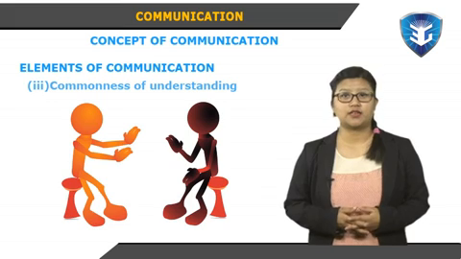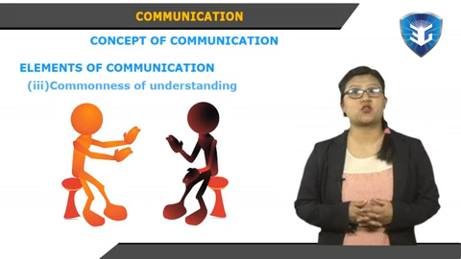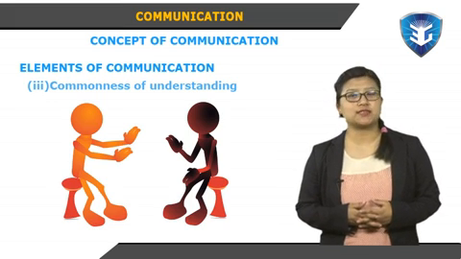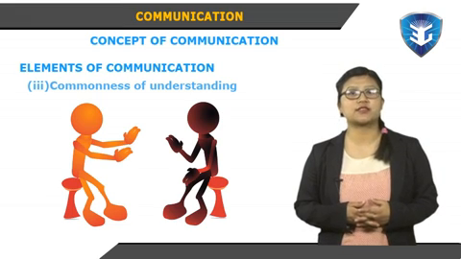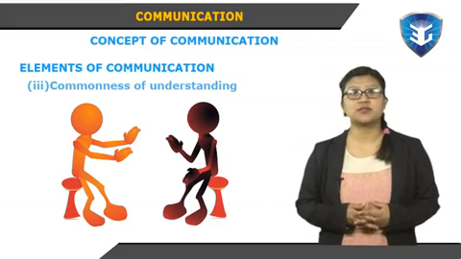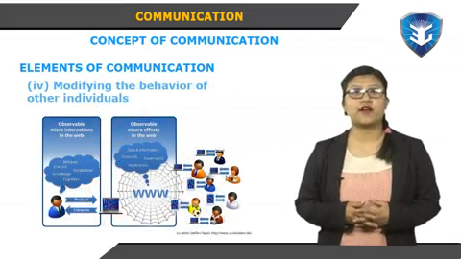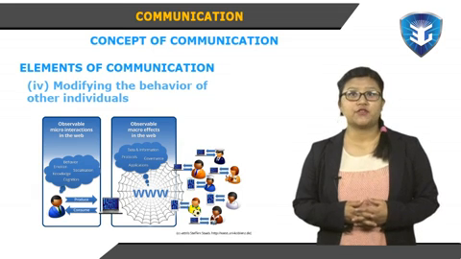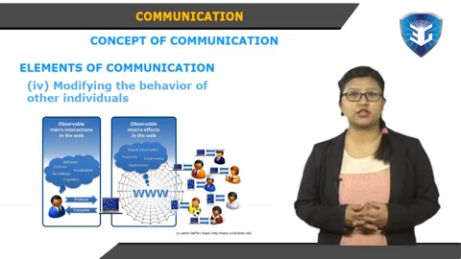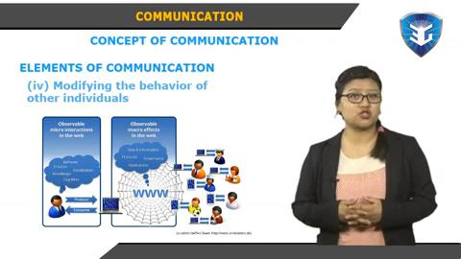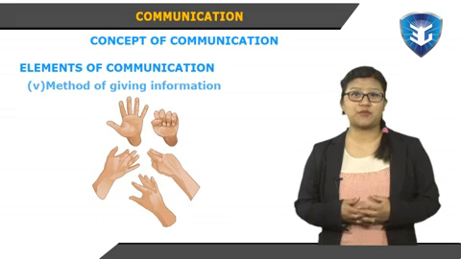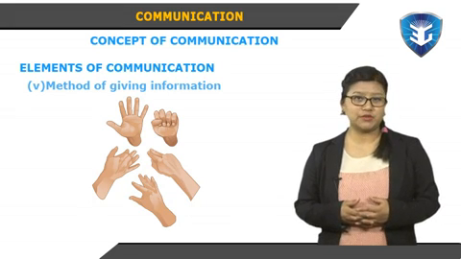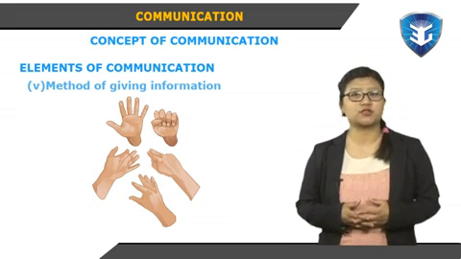Commonness of understanding. Communication can occur only when there is commonness of understanding between the sender and the receiver. Words, phrases, idioms, proverbs, gestures, and expressions are deeply colored by culture and possess high communicative potential for people from similar backgrounds. Modifying the behavior of other individuals. The information transmitted to the receiver evokes a response in the form of some change in his behavior. The method of giving information. Information can be given through words or through other means like signs, gestures, expressions, etc.